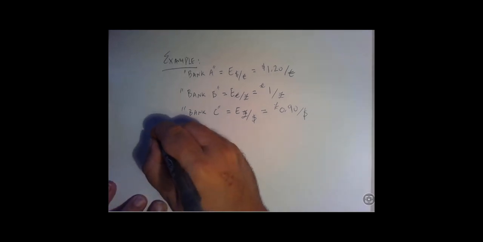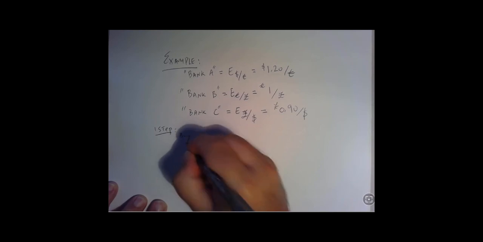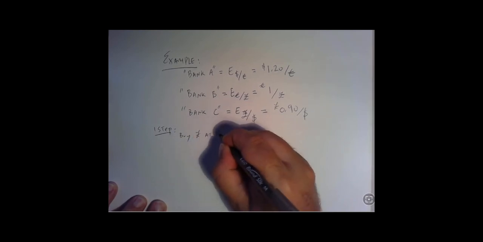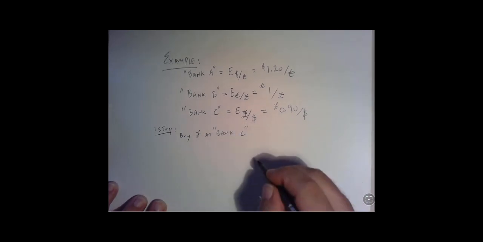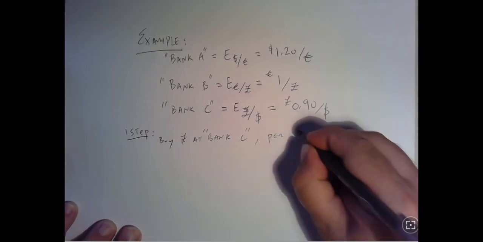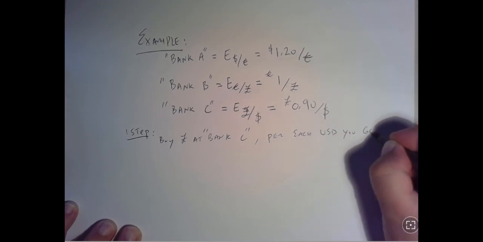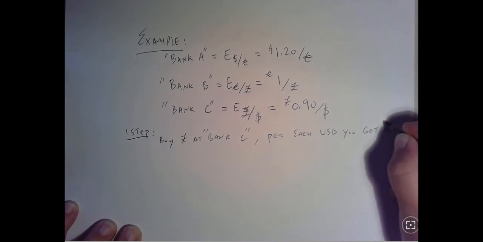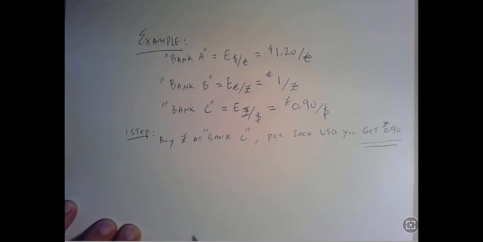Well, first step, buy pounds at Bank C. Per each dollar you get 0.90 pounds. So let's use as a reference that we are investing $1. Then whatever result we get, we just multiply it.